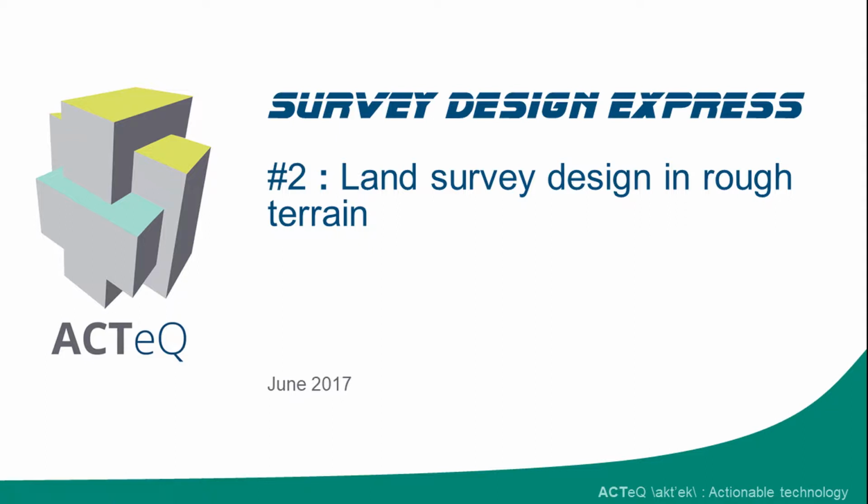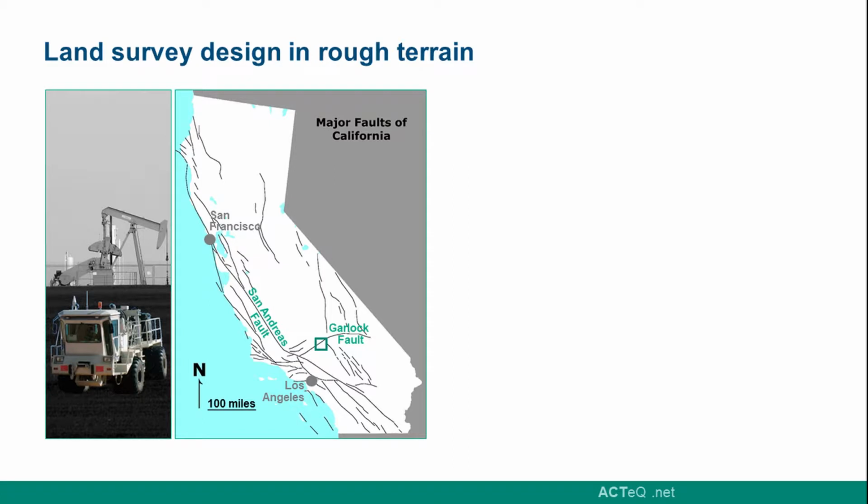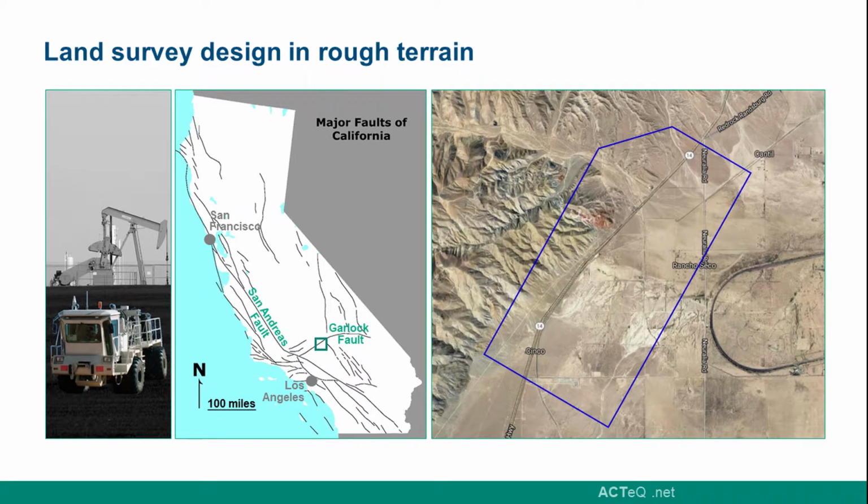This time we're going to focus on a land survey in a rough terrain area. We've picked an area about 100 miles north of Los Angeles. It's certainly an area with a lot of geologic interest, since the Garlock fault passes right through the middle of our survey area. Most of the survey area has fairly benign surface conditions, but the area to the northwest of the Garlock fault has some mountainous and very rugged terrain that we're going to have to be very careful with.